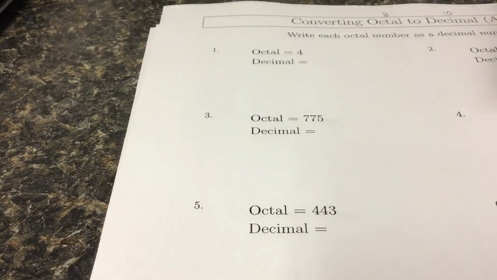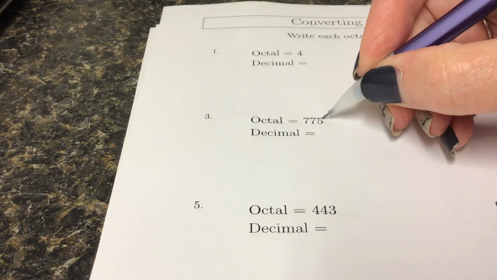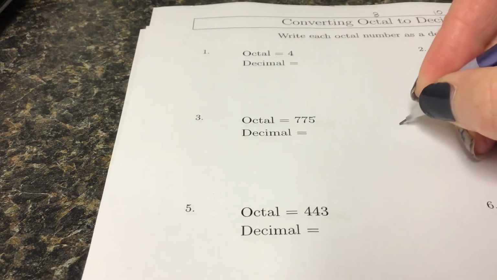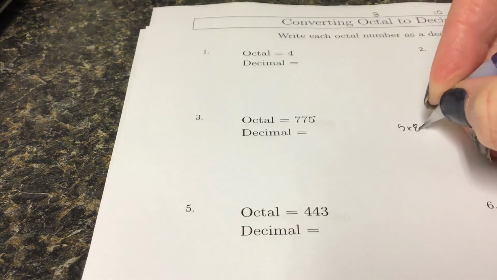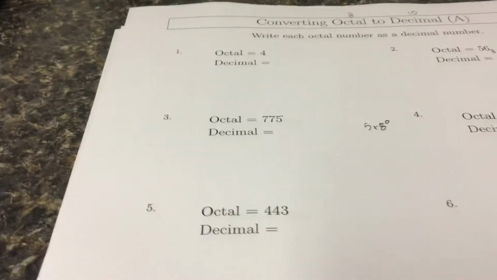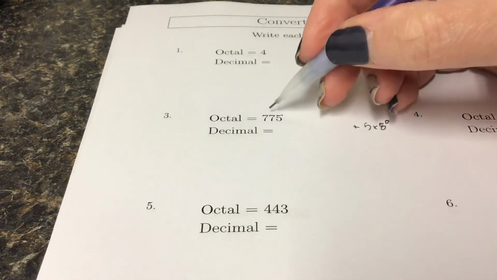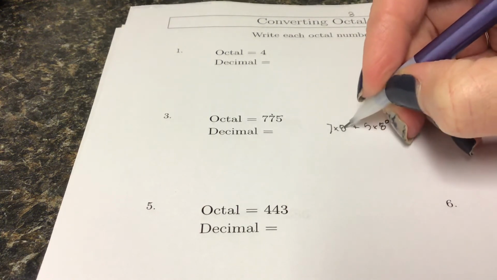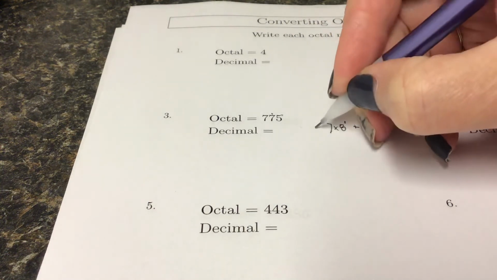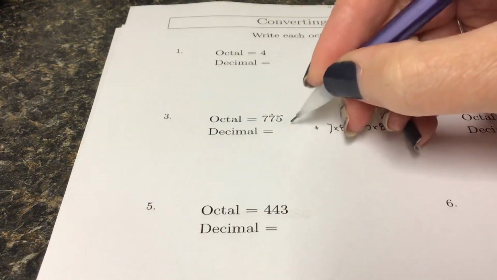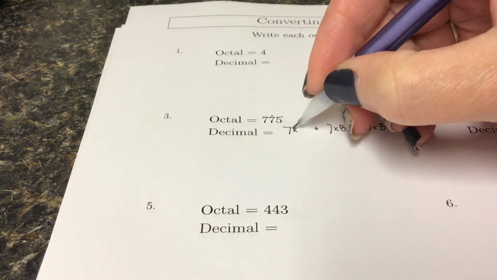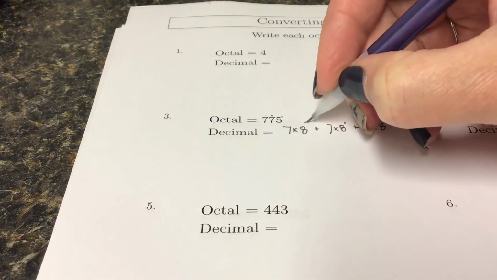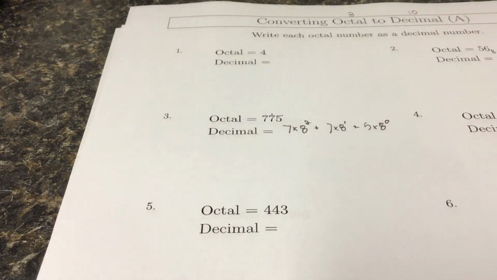So let's look at another one. This one here. Because the 5 is in that first spot, we're going to take 5 times 8 to the 0. This 7 is in the next spot. We would take it 7 times 8 to the first. And then this next 7, we are going to take it times 8 to the second. They're going to increase in exponents as they go to the left.